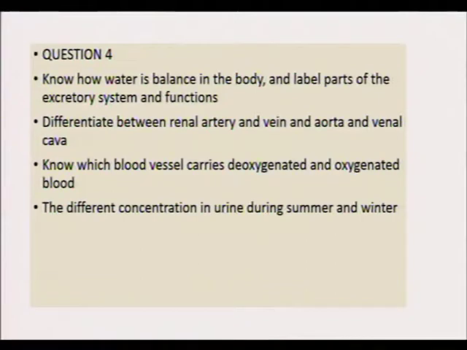Let's look at question 4. Question 4 deals with water and the balance in your body. We are talking about the excretory system and the functions. Know how water is balanced in the body and label parts of the excretory system and function. You must also differentiate between renal artery and vein and aorta and vena cava. You must also know which blood vessels carry deoxygenated and oxygenated blood. The different concentration in urine during summer and winter should also be emphasized.